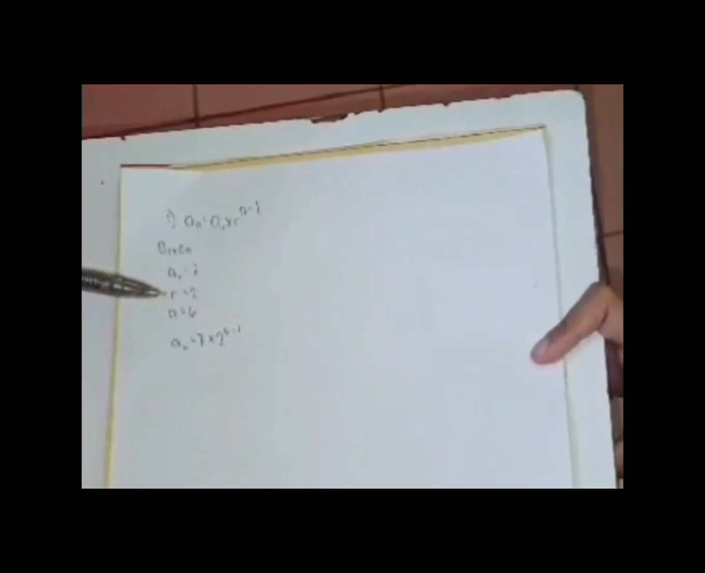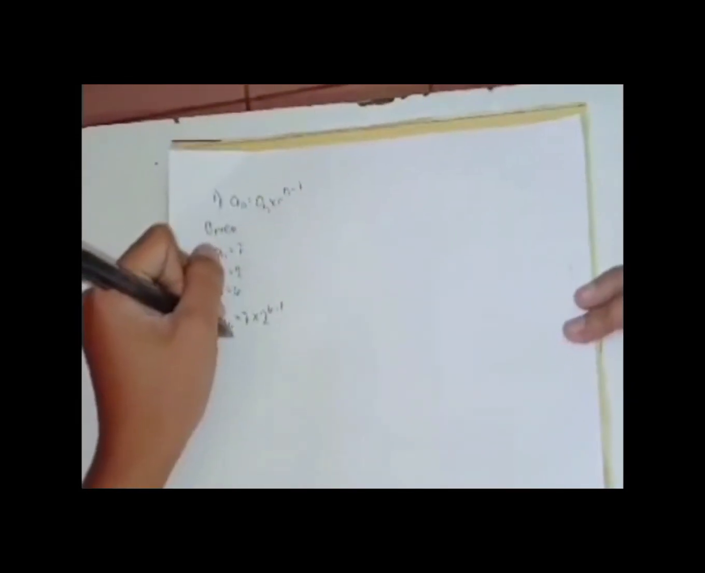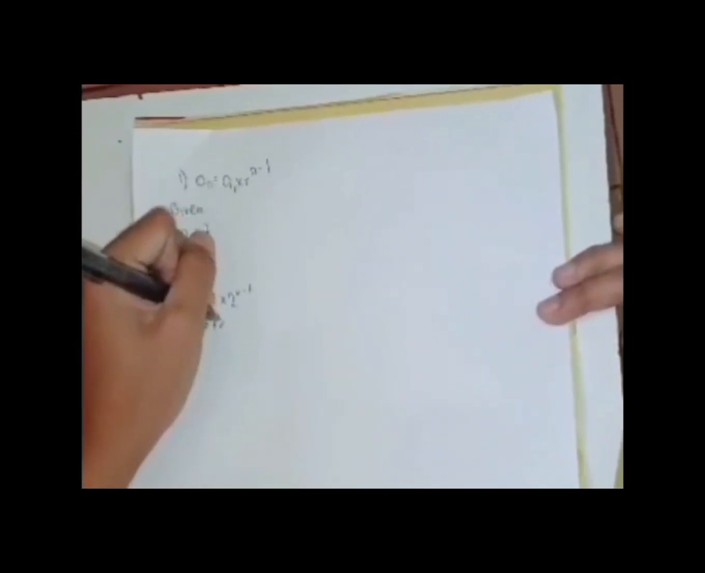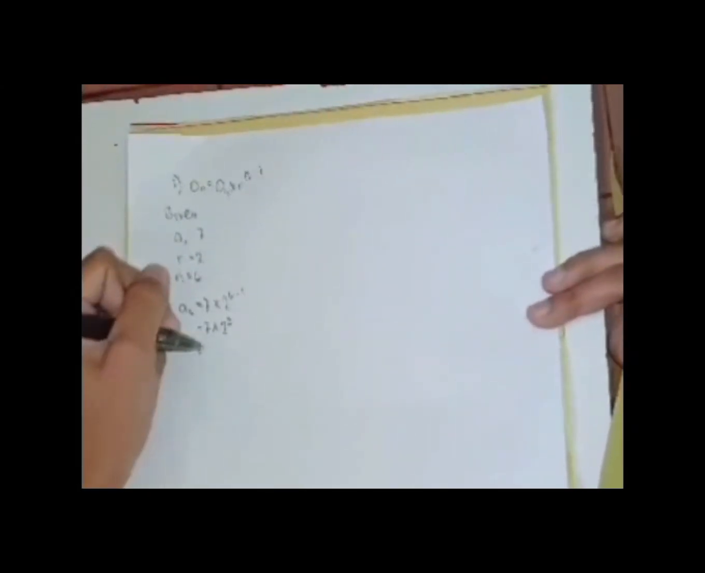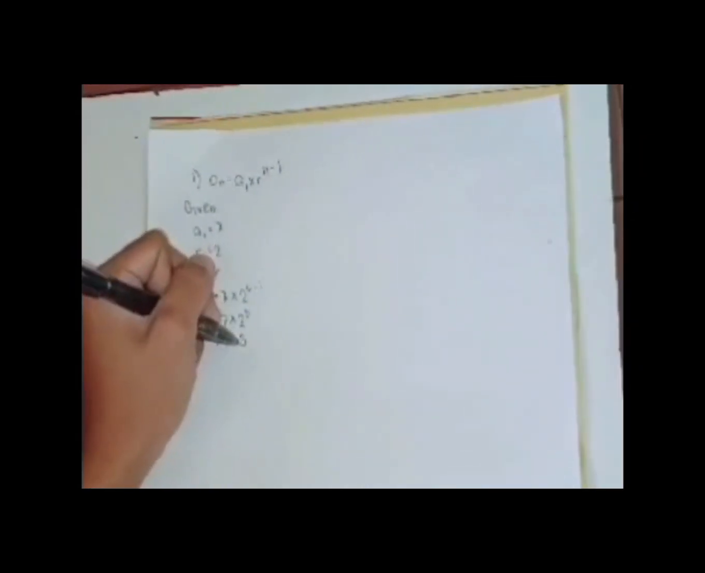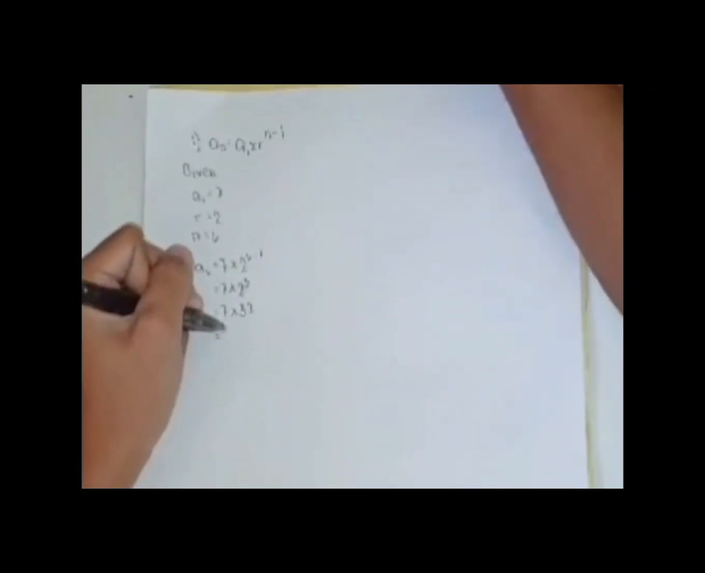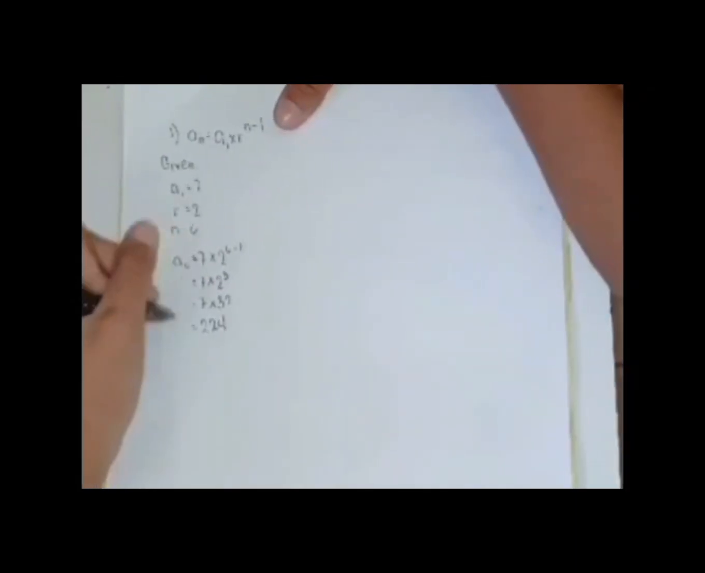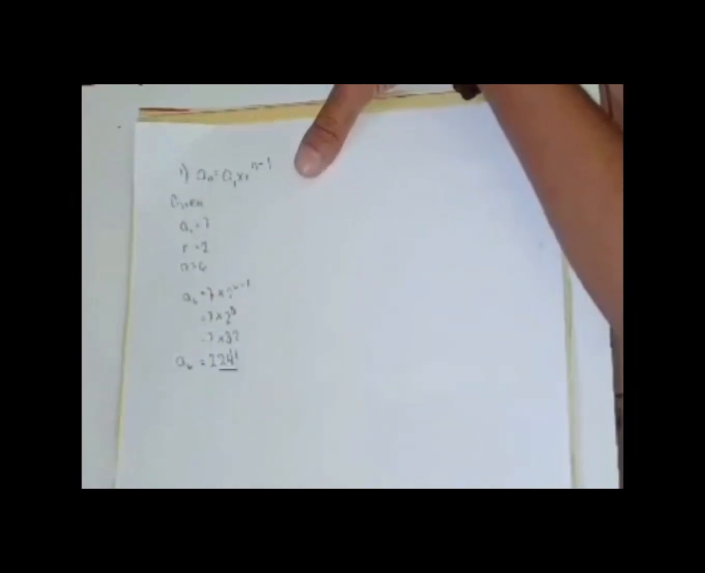First we're going to solve it. So a sub 6 is equal to 7 times 2 raised to the power of 6 minus 1. Copy the 7 times 2, and 6 minus 1 is equal to 5. So it will be 7 times 2 raised to the power of 5, and 2 to the 5th is 32. Then 7 times 32 is equal to 224. So our sixth term is equal to 224.